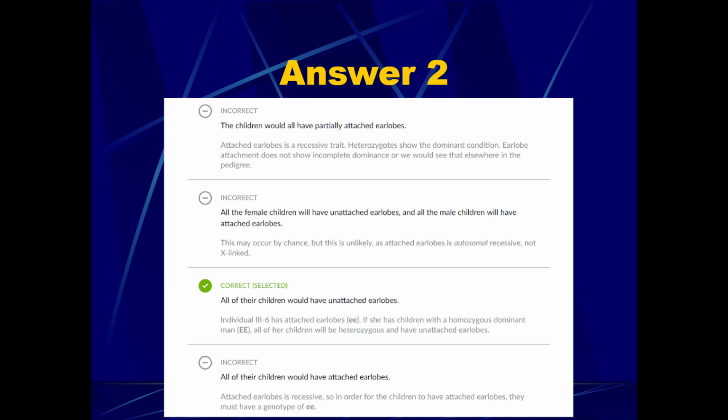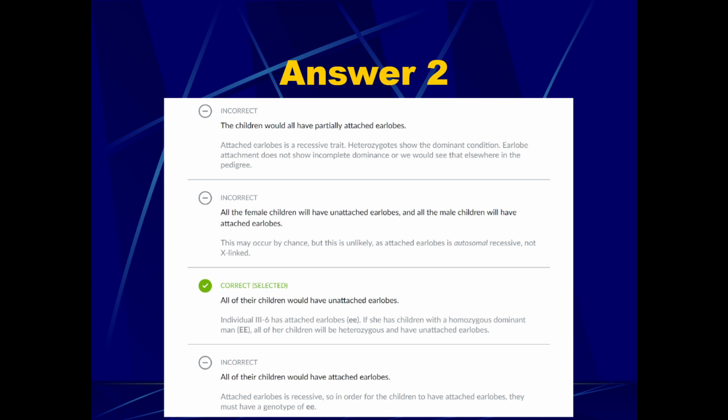So we have the options: the children would have partially attached earlobes, or maybe all the female children will have unattached earlobes and all the male children will have attached earlobes. We don't expect to see that 50-50 split. It's probably going to be one or the other, as we see in her family it was one or the other as well. And all of their children would have unattached earlobes. They would have the dominant trait.